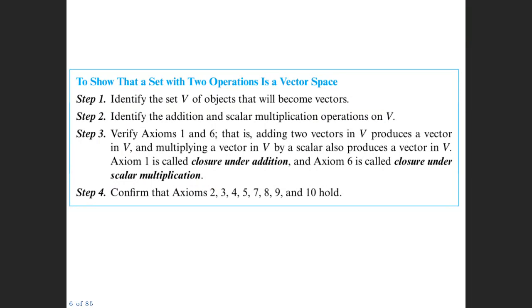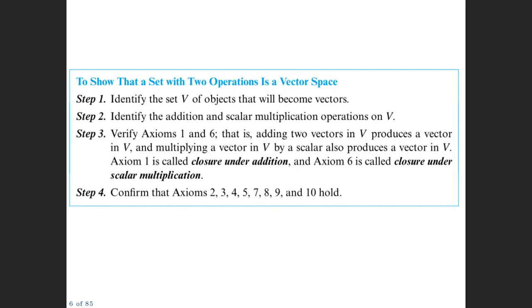If we want to show that a set with two operations is a vector space, we can follow these 4 steps. Step 1, identify the set V of objects, which we're going to call the vectors. Decide what our vector addition and what our scalar multiplication operations are going to be. It's perhaps a good idea to look at axioms 1 and 6 first. In other words, check that adding 2 vectors together gives us a vector, and check that multiplying a vector by a number also gives us a vector.